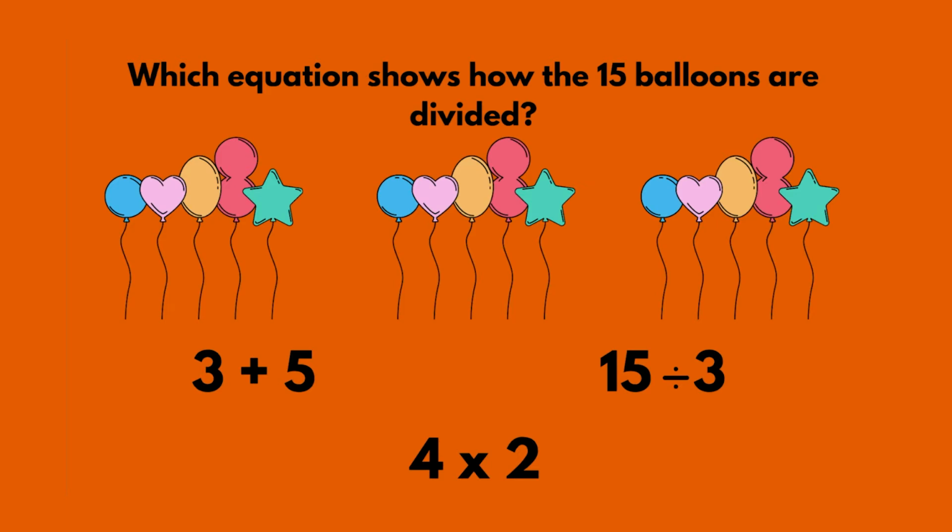I know from our multiplication lesson that that would mean 4 groups of 2, and I don't see any groups of 2. The last equation says 15 divided by 3. That one seems to fit because we know that there are 15 balloons in all, and they're divided into how many groups? That's right, 3. Excellent job.